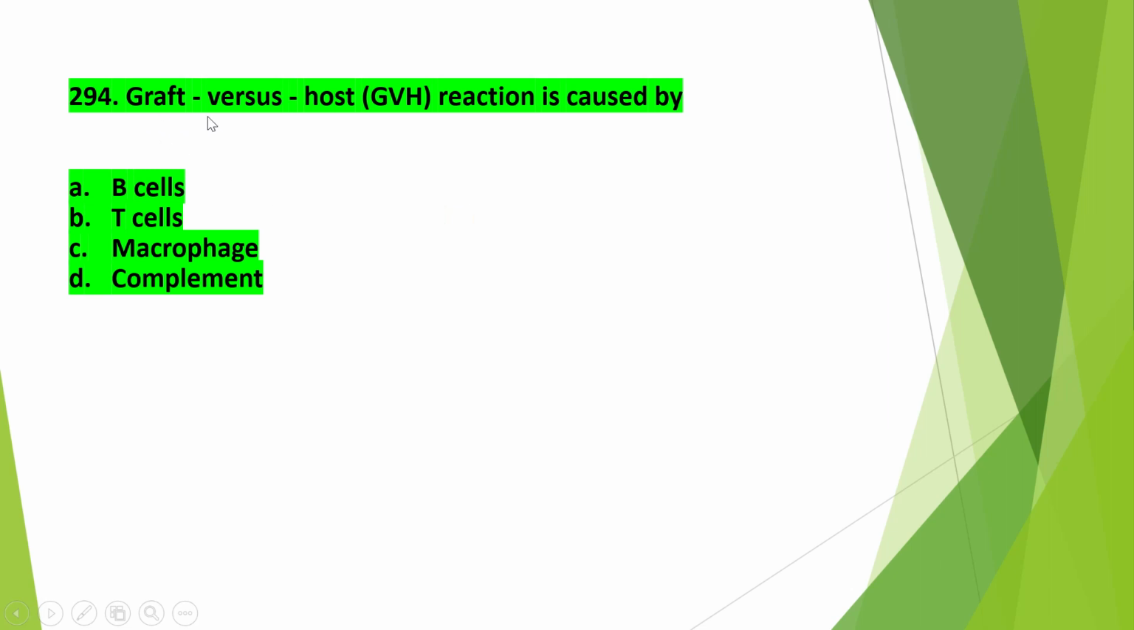Next question is, graft versus host reaction is caused by B cells, T cells, macrophages, or complement. The right answer is option B, that is T cells. Okay, so graft versus host reaction is caused by T cells.